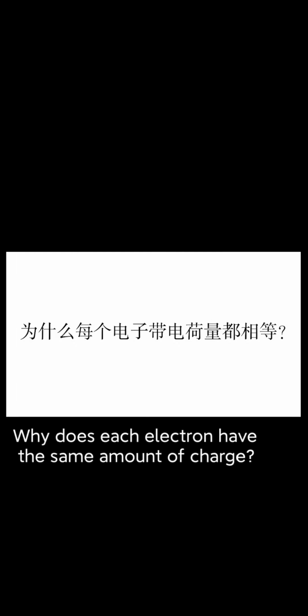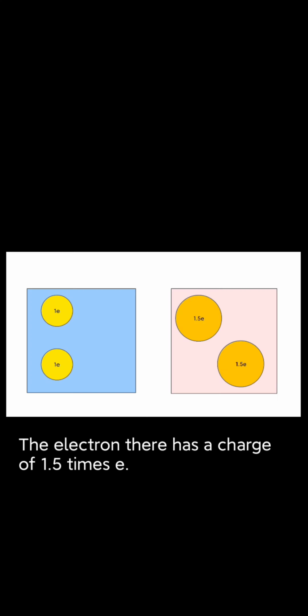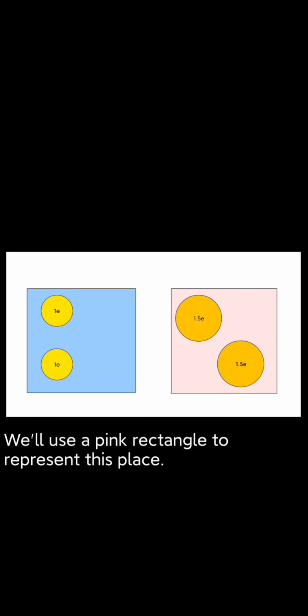Why does each electron have the same amount of charge? It is assumed that not all electrons are equal in amount of charge. Suppose there's a place in the world where the electron has a charge of 1.5 times e.